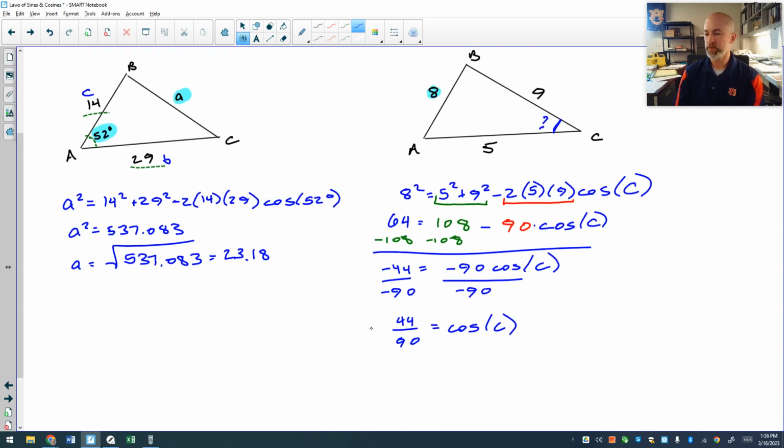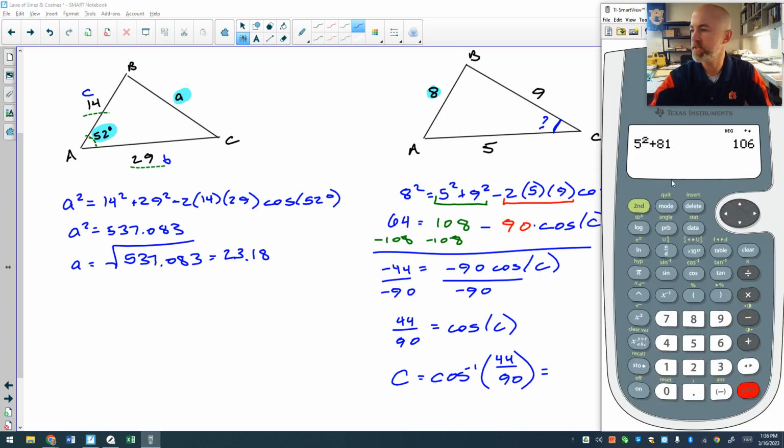And that next part I'm going to put in the calculator. If I want to solve for C, I need to separate it from the cosine. We're trying to find an angle, so we have to use the inverse cosine of 44 over 90. And the inverse cosine of 44 over 90, we'll punch that in the calculator. Second inverse cosine, 44 divided by 90.